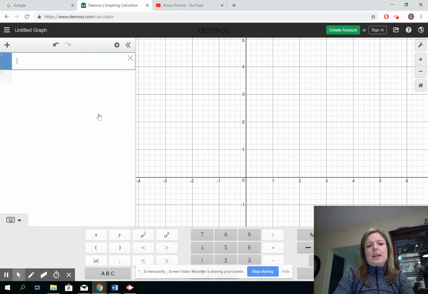Our first equation is C equals 25. Now Desmos always uses Y and X, so instead I'll just put Y equals 25. Oops, my caps are wrong. Y equals 25.